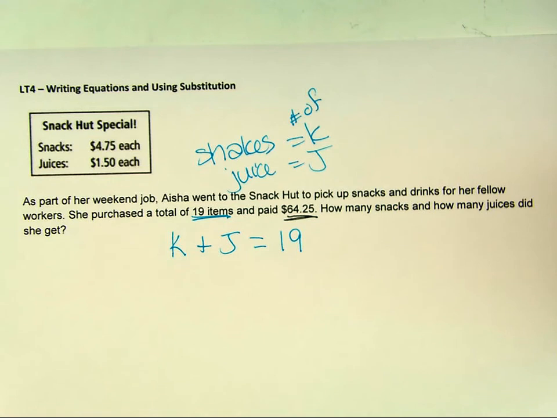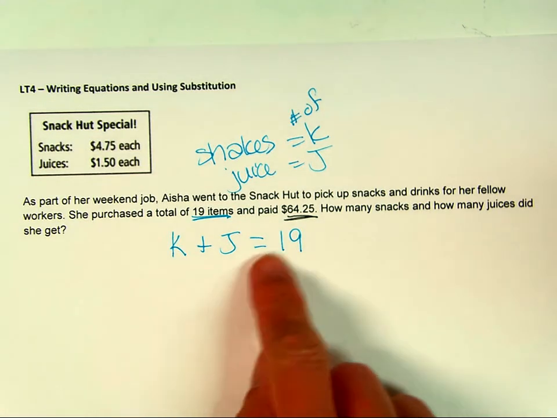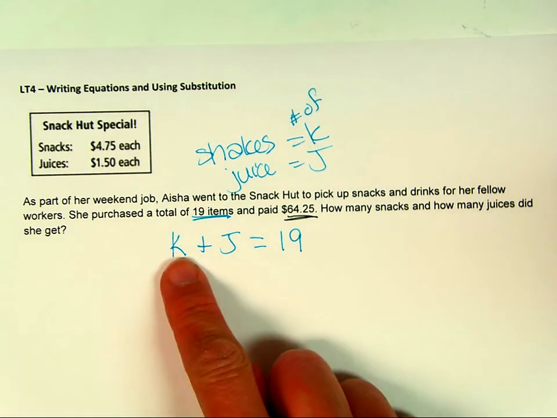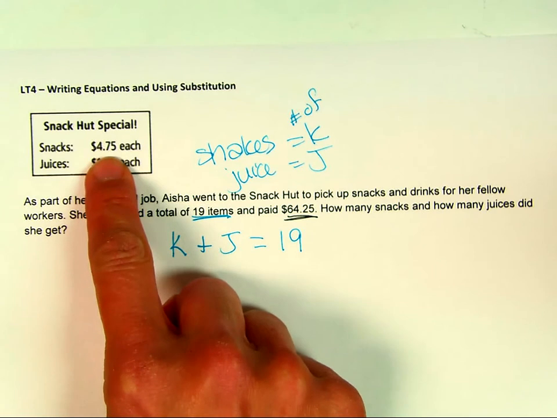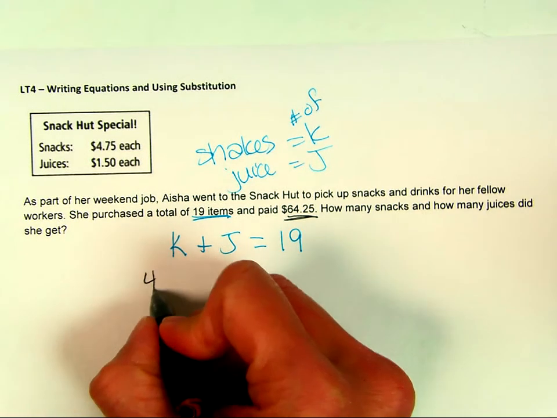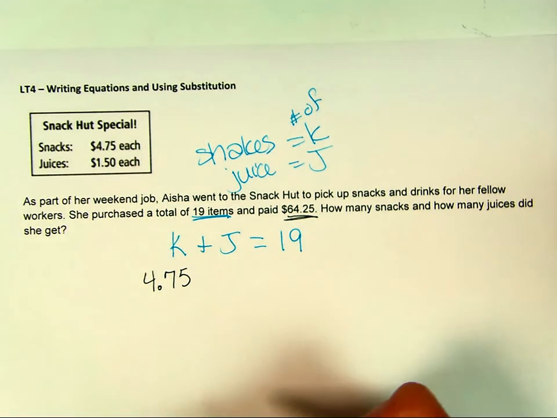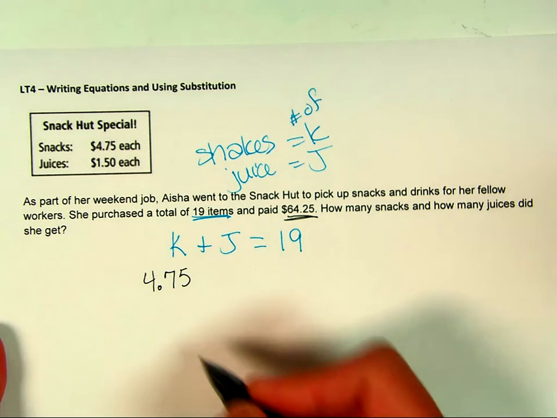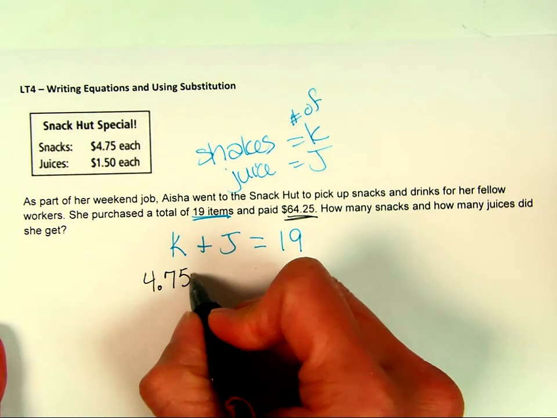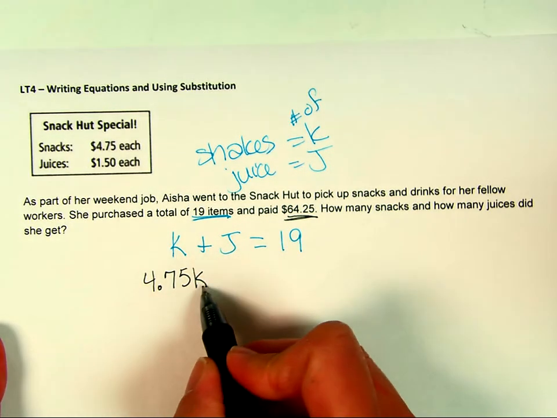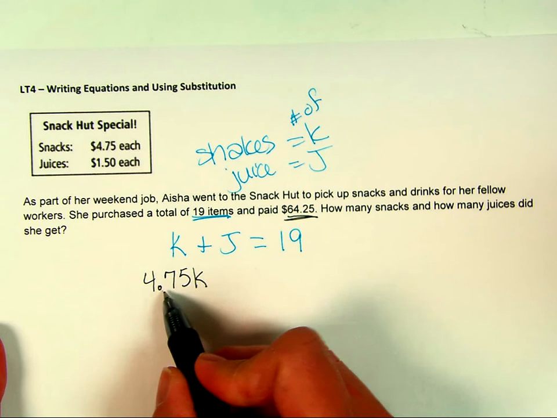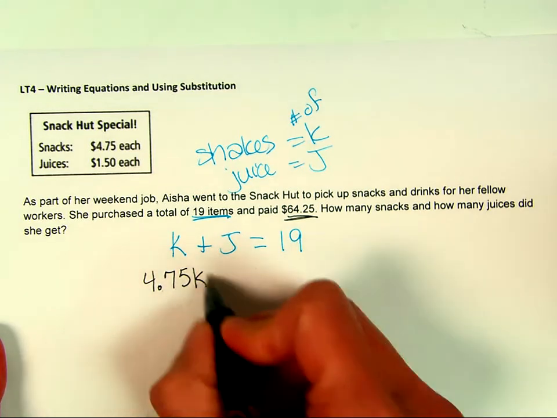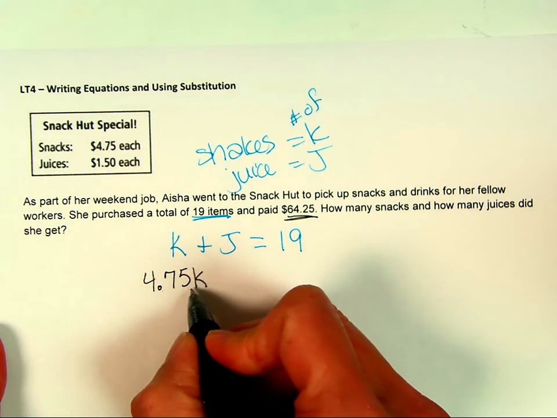Now my how much equation, how do you find out how much she paid for snacks? Well, each snack was $4.75. So if she had 1 snack, which is $4.75, if she had 2, then I would times it by 2, and 3, times it by 3. I'd times it by however many she got. Since she got K snacks, if it was 3, I would multiply by 3. If it was 5, I would multiply 5, etc. So this represents how much money she spent on snacks.